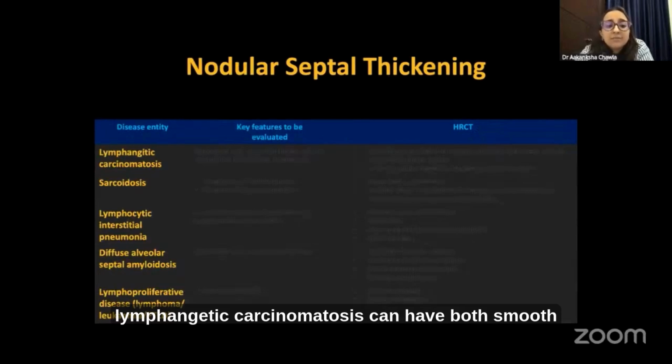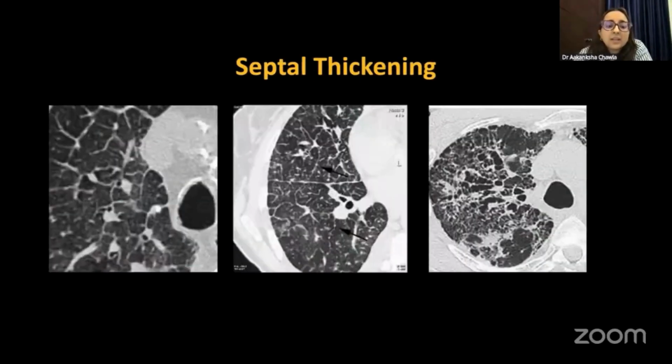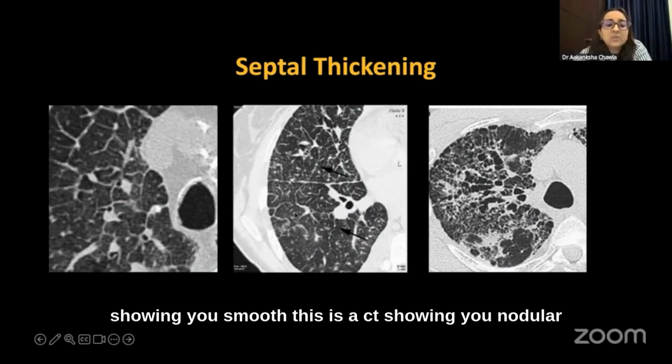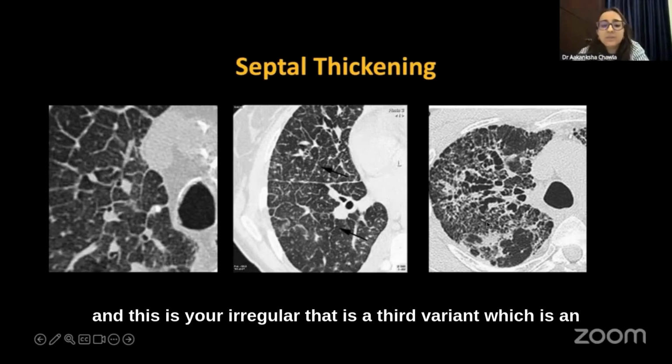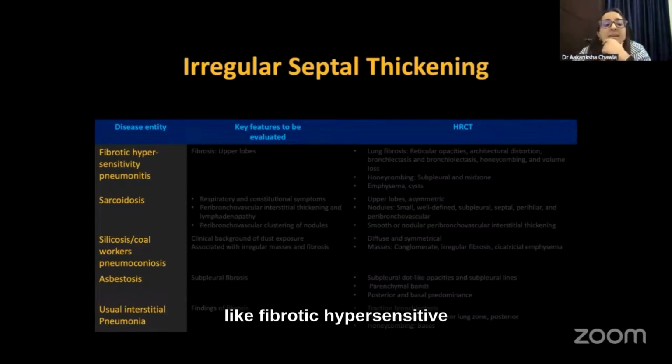Then nodular lymphangitic carcinomatosis can have both smooth as well as nodular septal thickening. Nodular is also seen in sarcoid, lymphocytic interstitial pneumonia, diffuse alveolar septal amyloidosis, and your lymphoproliferative disorders, your lymphomas, leukemias. So again, septal thickening. This is CT showing you smooth. This is a CT showing you nodular, and this is your irregular. That is a third variant, which is an irregular septal thickening. Now, this is usually seen in cases of fibrosis and like fibrotic hypersensitivity pneumonitis, chronic diseases, sarcoidosis, your silicosis, coal workers pneumoconiosis, asbestosis, and even in your UIP.